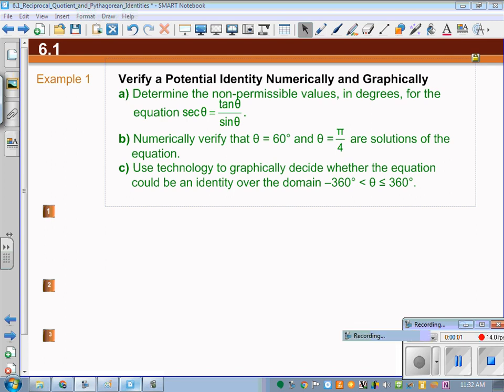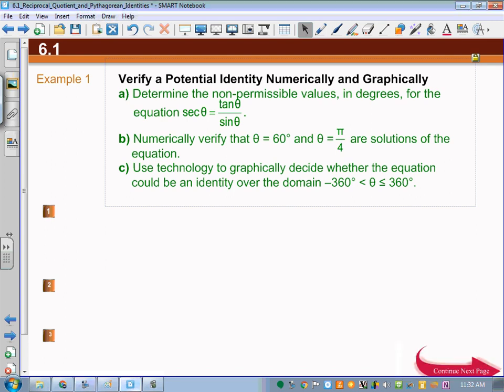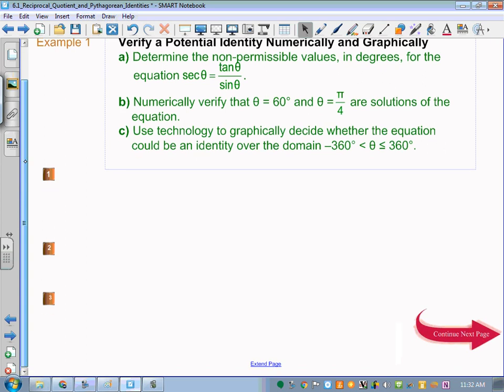All right, this is 6.1 example one, and we're going to look at what an identity is. An identity is when, for any value of the angle, except for non-permissible values, we get the same numerical value on the left-hand side and the right-hand side. So we're going to determine how to verify this. But first, part A asks us for the non-permissible values.